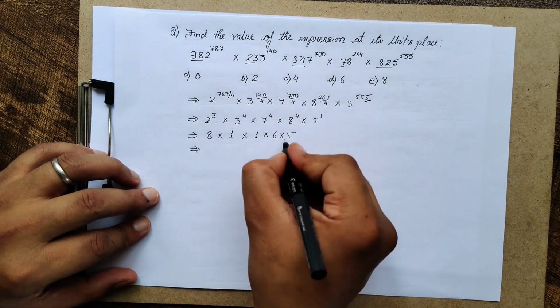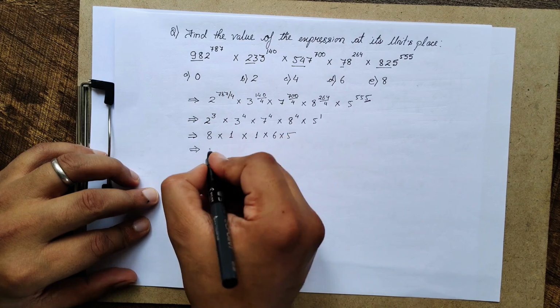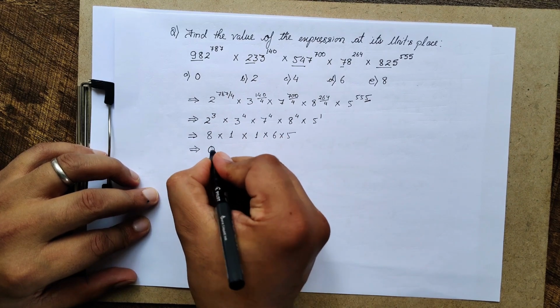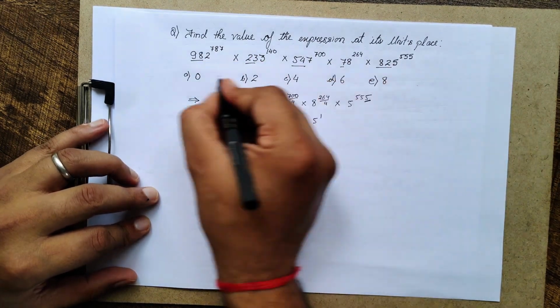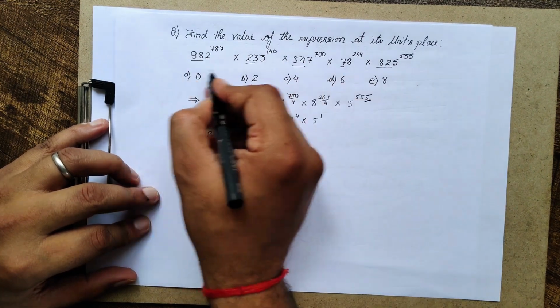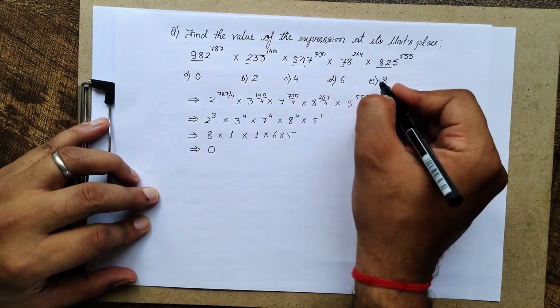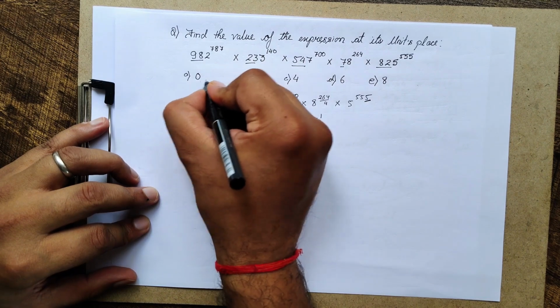Now the last digit is 0. So anything multiplied by 0 is 0. So the last term of this expression is 0. Hence our option is option A.